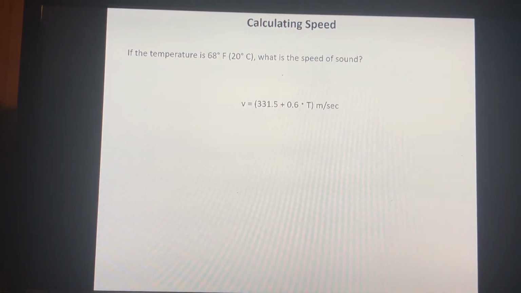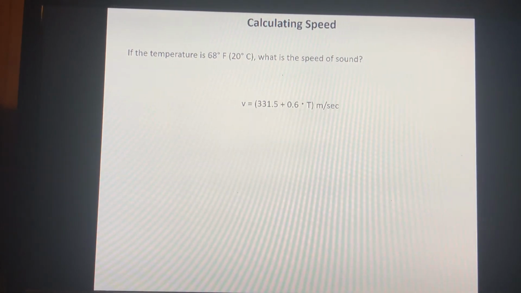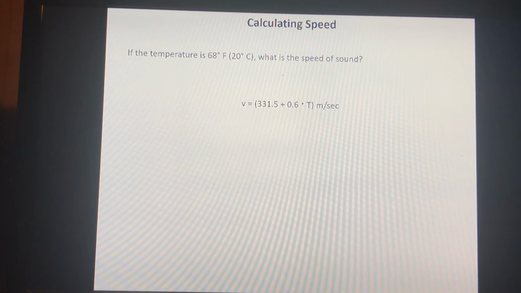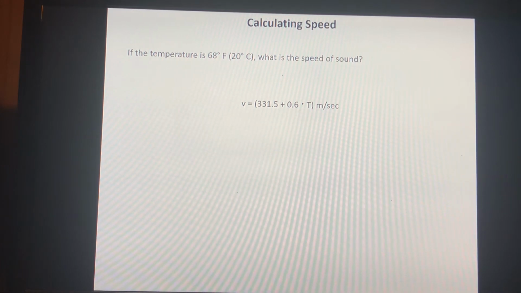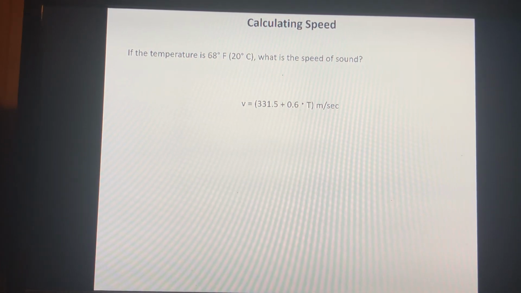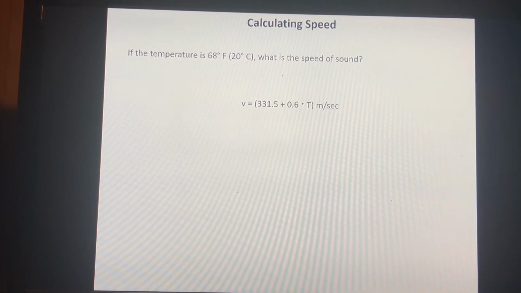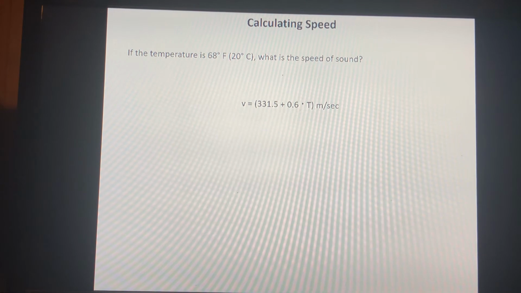All right, there's our speed equation, which you're not going to have to memorize. Speed equals 331.5 plus 0.6 times the temperature in Celsius or centigrade, and the resulting label is going to be meters per second. So let's go ahead and put in the information that we know.